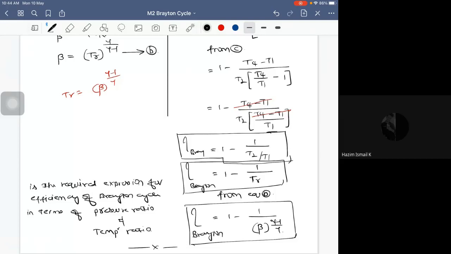Okay. And this is a very, very important derivation. There are totally three derivations in this particular module. All three are very, very, very important. Okay. So show the derivation from first.